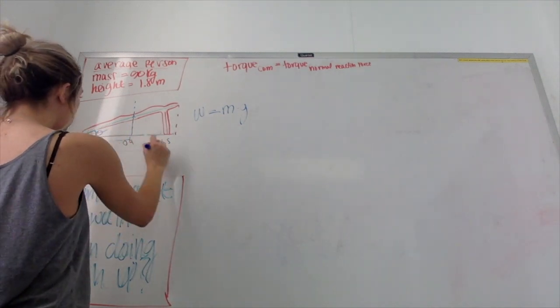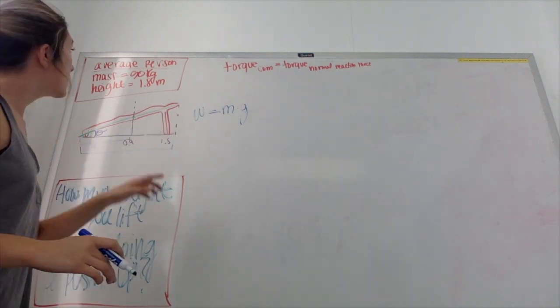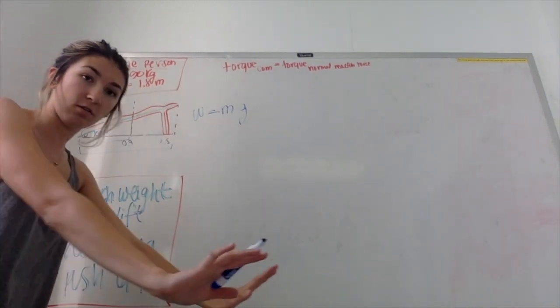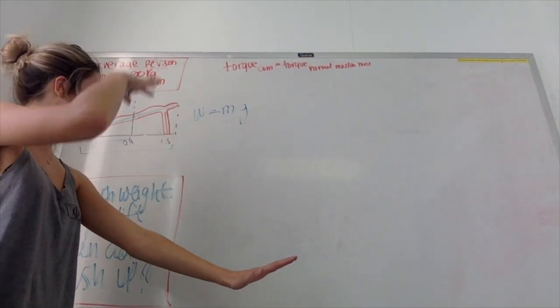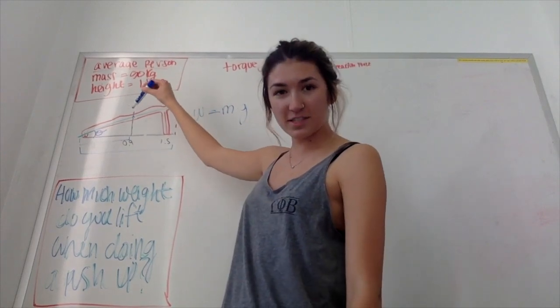And then the whole length, up until their arms, is 1.5 meters, because it's not going to be 1.8 since that takes into account their head. We're talking about when the arms are out, and this is all we care about. We don't care about this right here. So then we've got our center of mass right here.